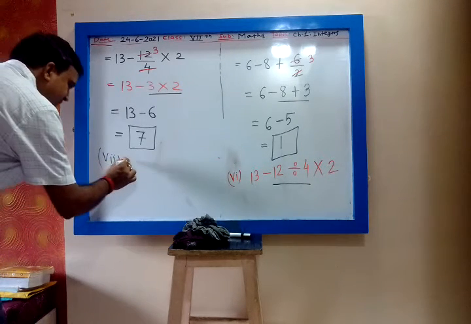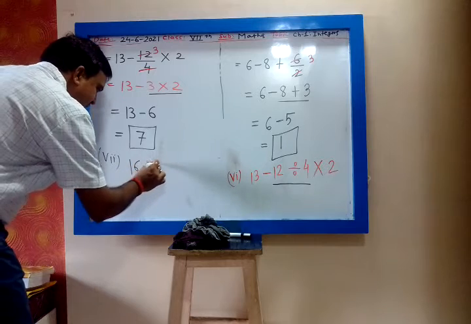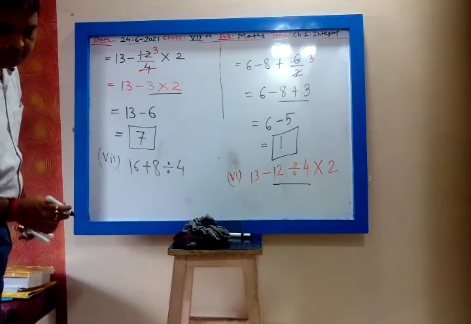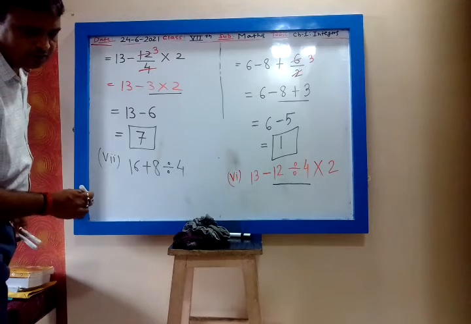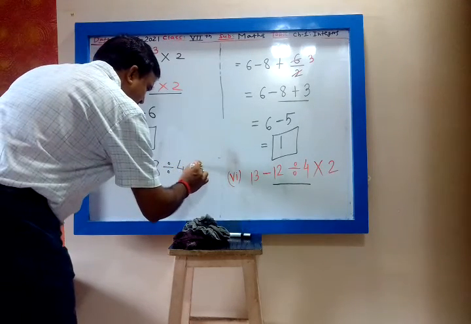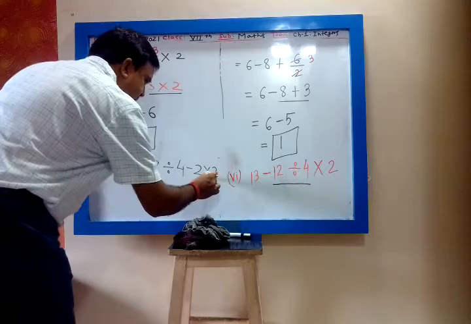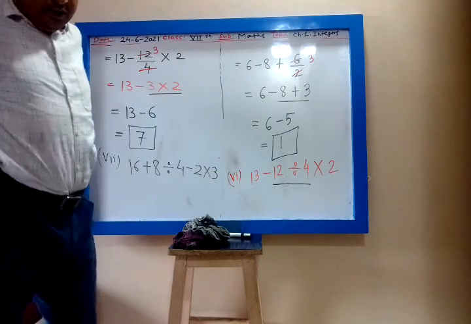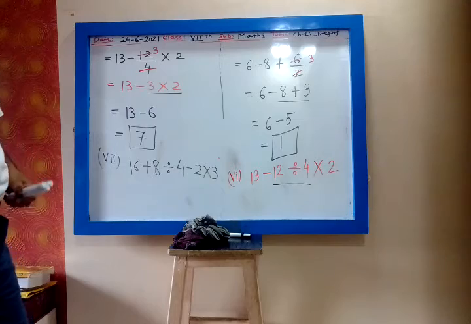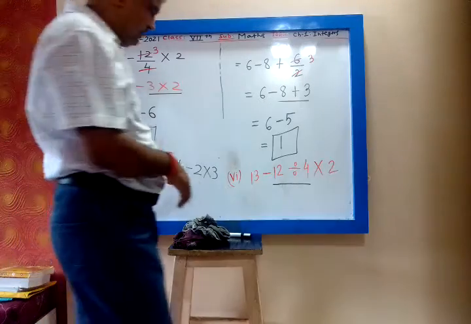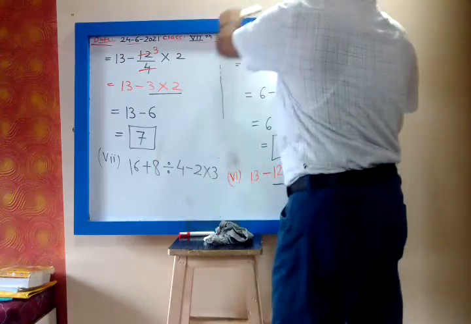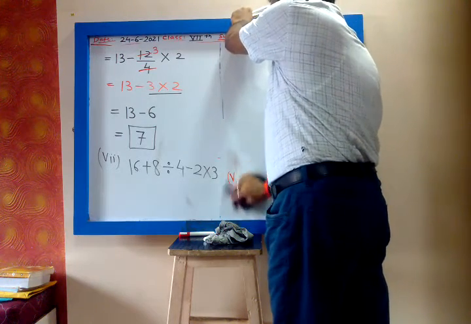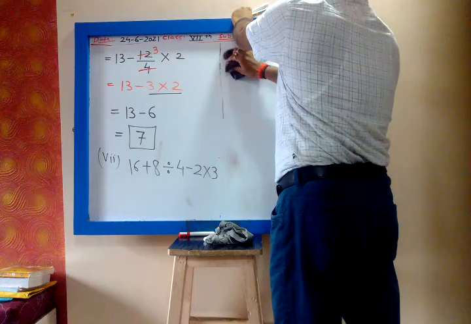16 plus 8 divided by 4 minus 2 into 3. So we have to solve this. 16 plus 8 divided by 4 minus 2 into 3. So let us solve this.